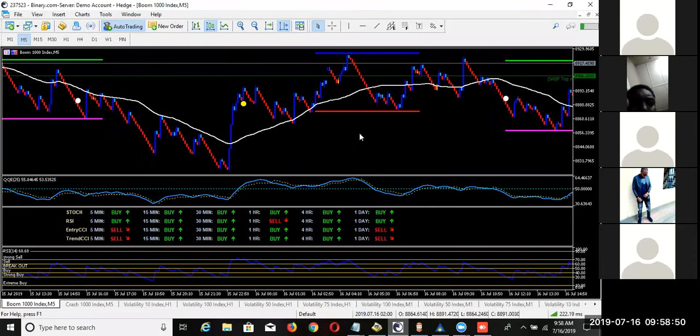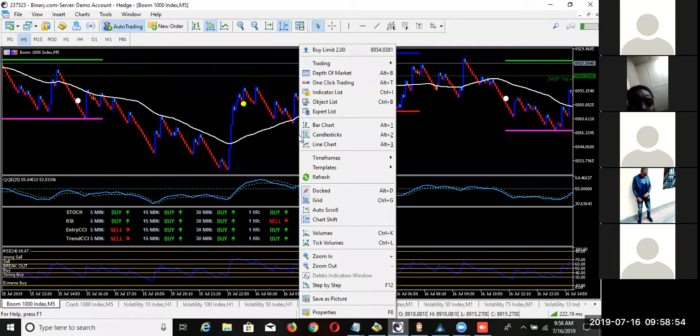RSI, which is Relative Strength Index. I don't need to tell you what Relative Strength Index is all about and how it works, but you should find out from the broker when you go to the indicator folder, either with your phone or with your laptop. You will see Relative Strength Index there. But I don't need to start explaining what it's all about and how it functions.